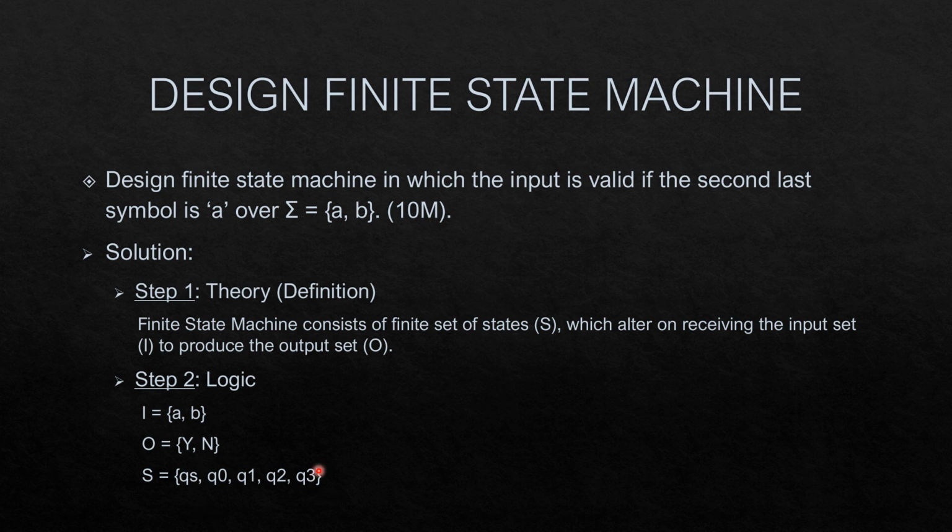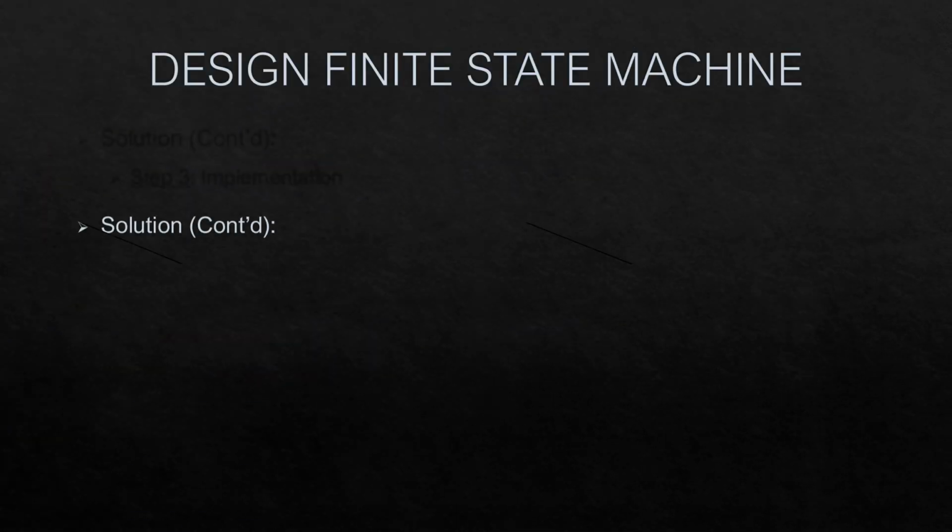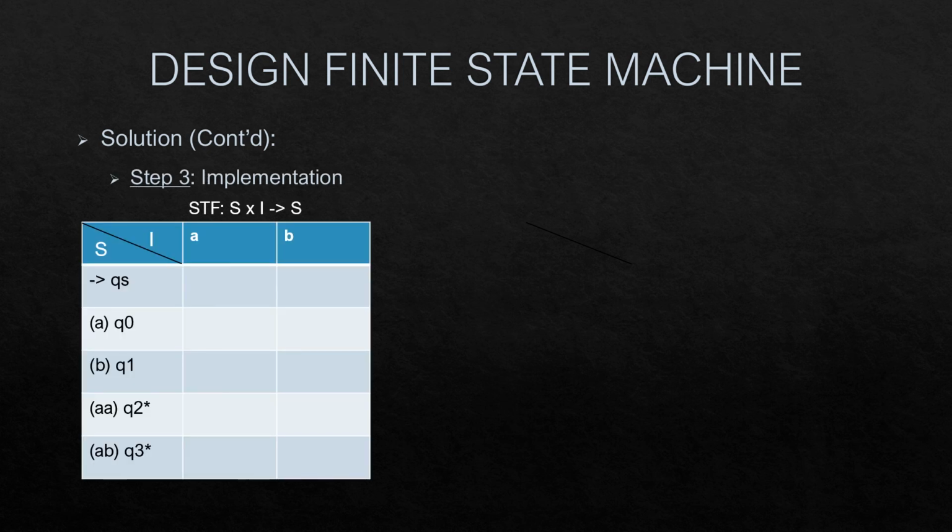Now let us see why Q0 to Q3 are the states that we have decided. Here we can see that the second last symbol in our alphabets, that is A and B, will be A. So it can either end in A, where our second last symbol will be A, or it can end in B, where our second last symbol is A. That is why we have Q2 and Q3 states representing AA and AB respectively. We have Q0 and Q1 by default representing A and B as the states.